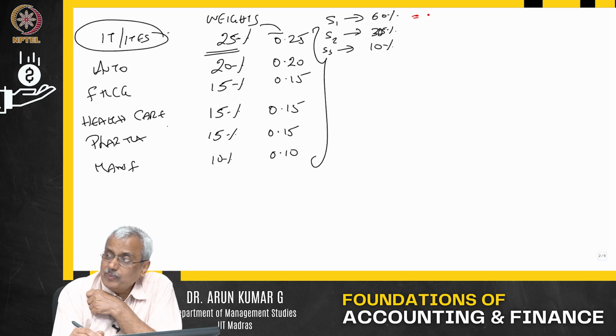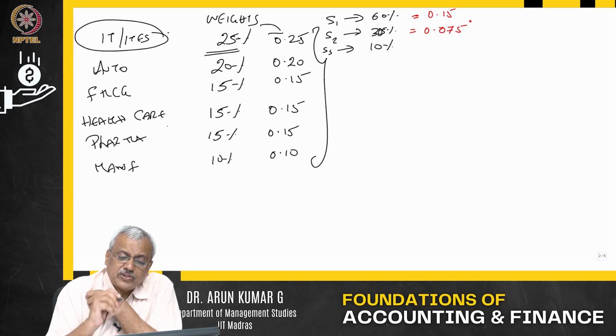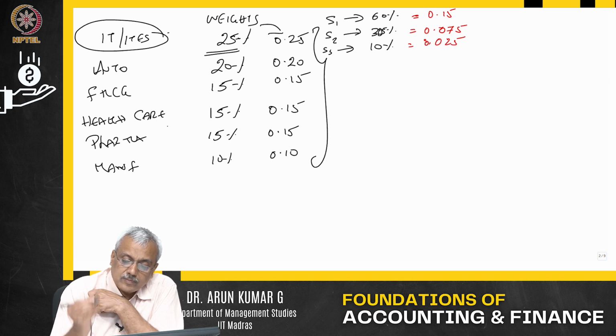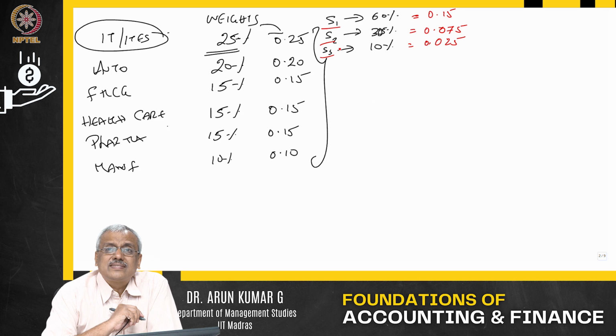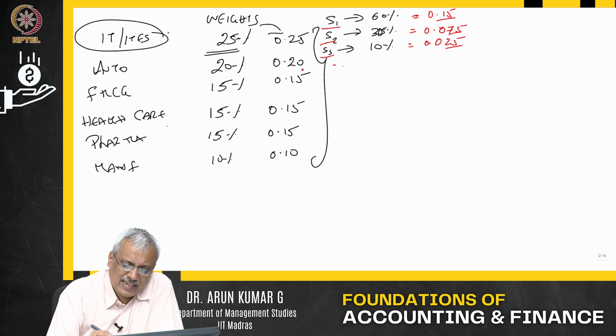What is 0.25 into 0.6? Pardon me, it is 0.15. Stock 2 will have a weight of what? 0.3 into 0.25, which is 0.075. And then the last one is 10% into 0.25, which is 0.025. So I have assigned the weights for each of these stocks. Now I can have S3, and then in the auto sector I will have S4, S5 and so on and so forth. For example, I go up to S50 and I will have the weights out here.